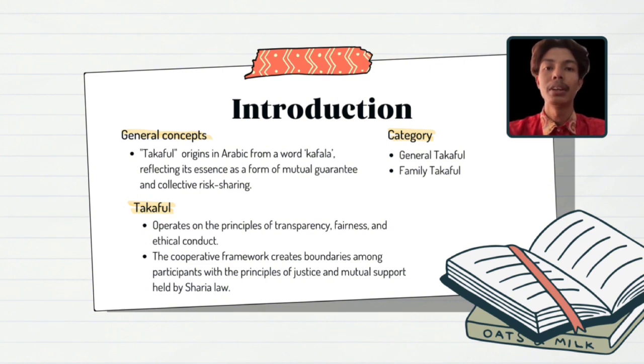Takaful originates in Arabic from the word kafala, which reflects a form of mutual guarantee and collective risk sharing. Takaful system operates on the principle of transparency, fairness and ethical conduct. Unlike conventional insurance mechanism, which often involves interest-based transaction and speculative element, the cooperative framework of Takaful creates boundaries among participants with the principle of justice and mutual support held by Sharia law.